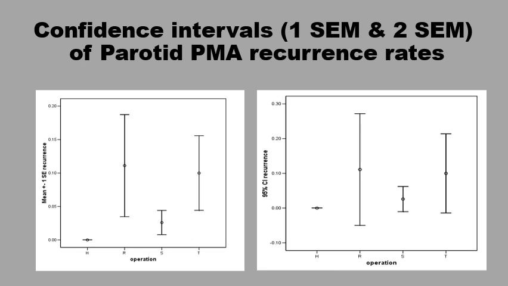Confidence intervals may be used to compare different groups. For example, you could compare the rate of recurrences of pleomorphic adenomas in 4 different types of operations with their confidence intervals in there. It's clear that this group has a much lower recurrence rate than the others, and the confidence intervals are not overlapping. Confidence intervals of these two groups have considerable overlap.